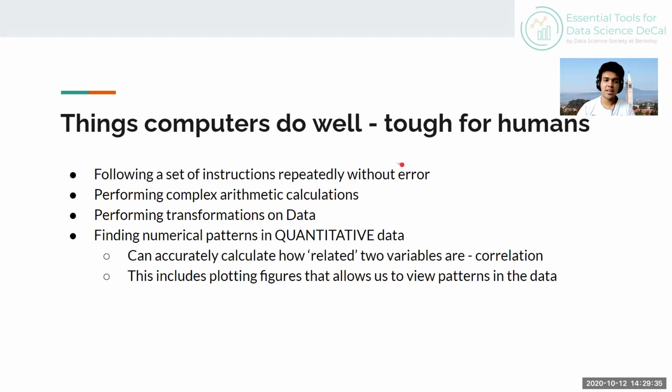So computers can repeatedly follow a certain set of instructions without making an error. If you told me to multiply something by 2 1,000 times, I would probably mess up somewhere along the way, out of fatigue or just because I can't focus. But a computer does not run into that problem. A computer can do it as many times as you tell it to without an error. And computers are also really good at performing complex arithmetic calculations. If you ask me to, I don't know, give you the fifth root of 27, I'd probably struggle with that, but a computer can do it fairly quickly.